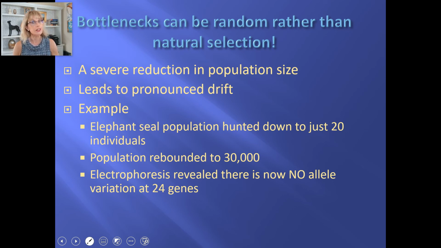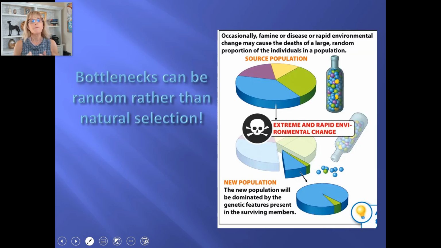That wild cat called the cheetah has faced a couple of bottlenecks, one for hunting and we think one for a reason that we don't know yet. But they are so genetically similar to each other that any cheetah on the planet can receive an organ transplant from any cheetah on the planet. That's evidence that there was a dramatic bottleneck. Okay. All right. Bottlenecks can be random rather than natural selection.